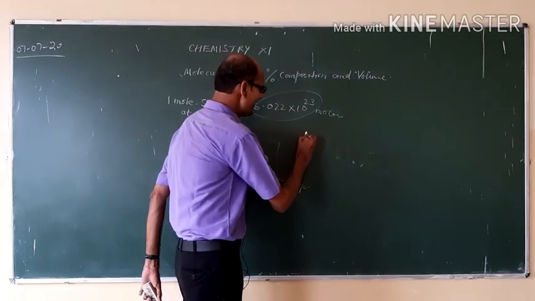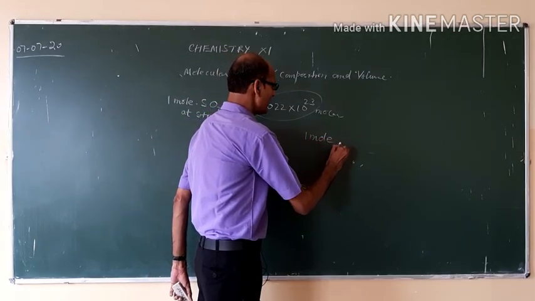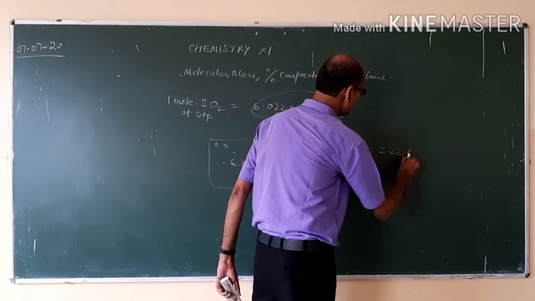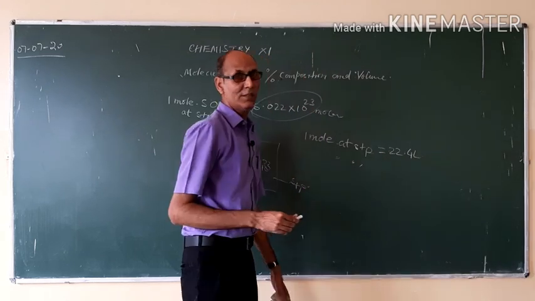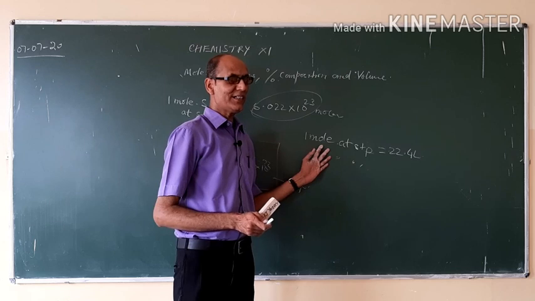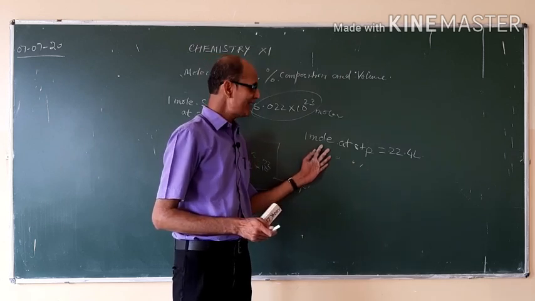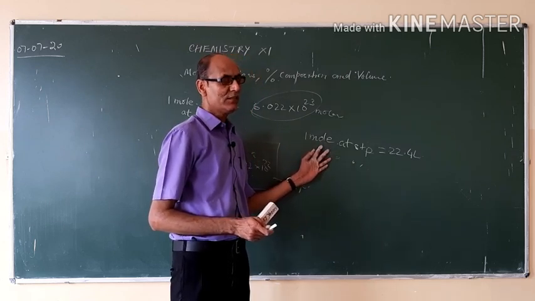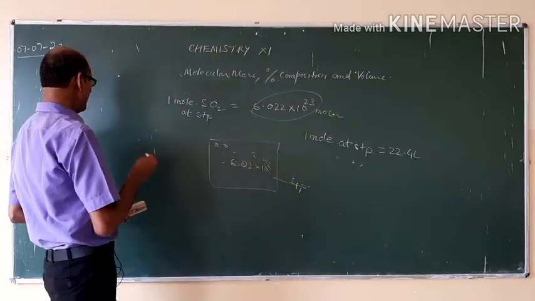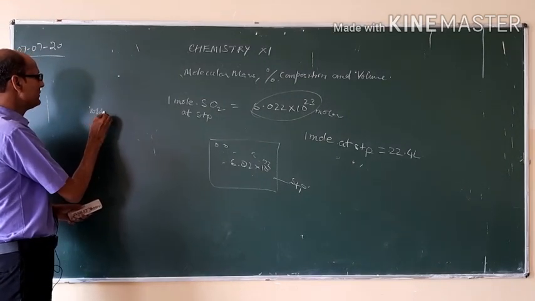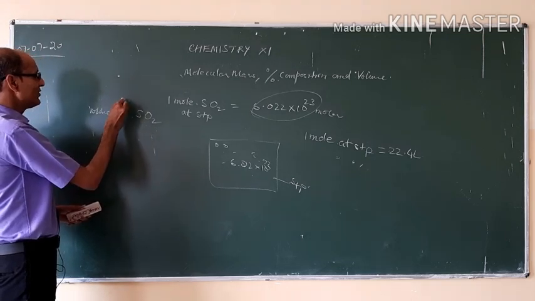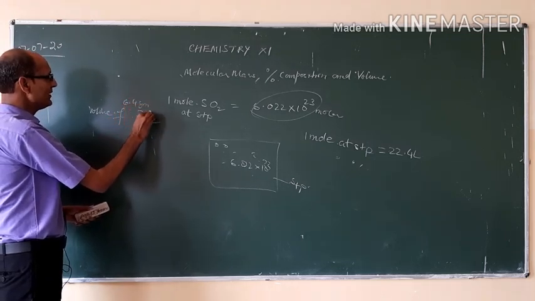1 mole of any gas at STP occupies 22.4 liter volume. So in this way you can calculate the volume of any gas at STP. Suppose you want to calculate the volume of 6.4 gram SO2 at STP.